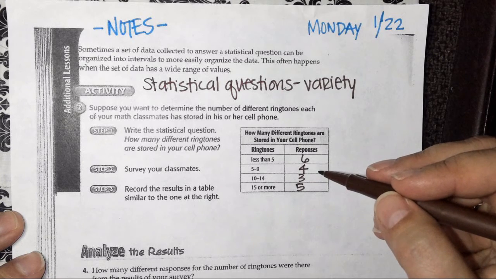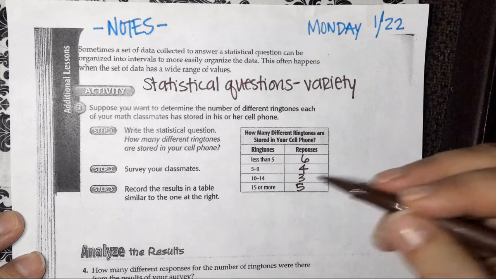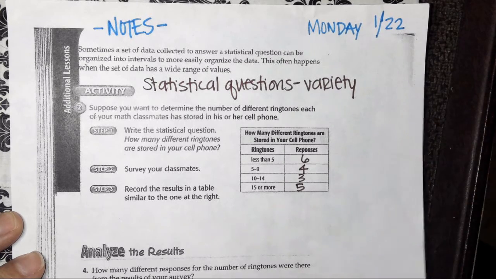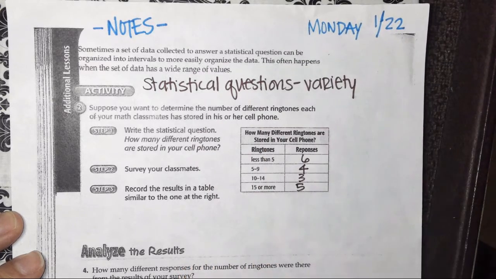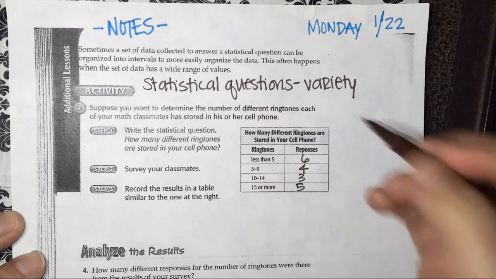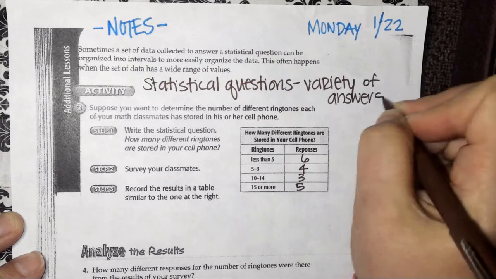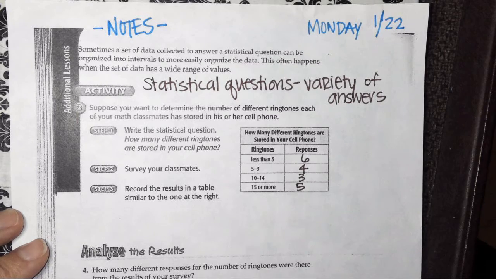If I were to say, who has a ringtone stored in their cell phone, you would only have a yes or no answer, and that would make it a not statistical question. Okay? So again, the biggest thing you need to understand, with a statistical question, you get a variety of answers. Let's make sure we add that too. You're going to need to be able to determine if a question is statistical or not statistical, and then be able to create some as well. Okay, let's work through a couple together.